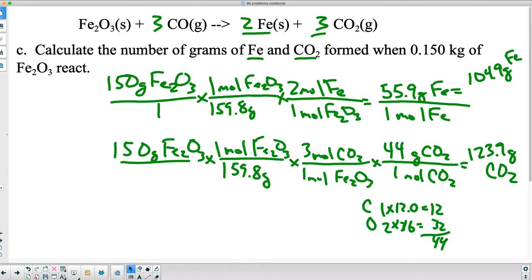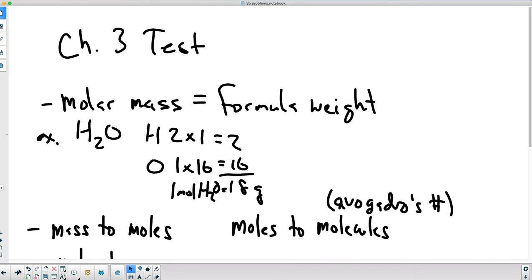All right. Not simple, not easy, but it does follow a pattern, does follow a list of steps that you guys can all do if you practice. So just quickly, you guys have a Chapter 3 test coming up. What kinds of things do you need to know for the Chapter 3 test? Obviously, you're going to have to do molar mass. That's what this example is here.